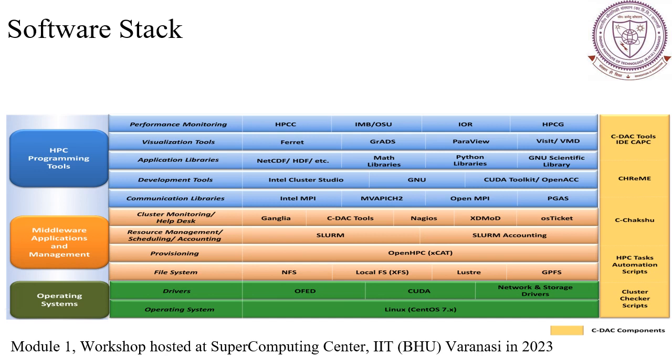Then the second one came, GNU Compiler, that is GCC. GCC is a free and open source compiler that can be used to compile HPC applications. Then came the CUDA Toolkit. The CUDA Toolkit is a development tool that is designed for developing GPU accelerated applications. It includes a compiler, libraries, and other tools.